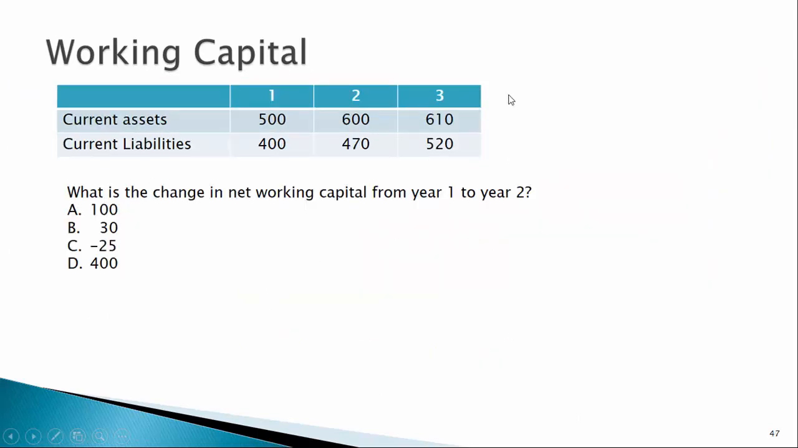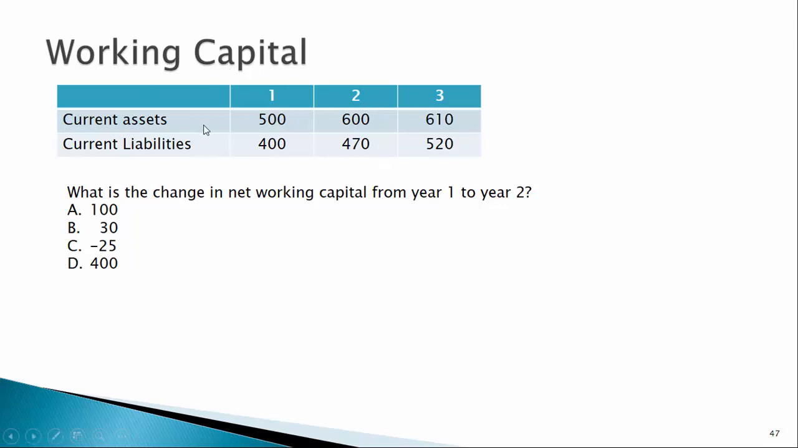Okay, so I've got an example here of working capital over a 3-year time period. So I've got current assets and current liabilities. The question is, what's the change in net working capital from year 1 to year 2, right? So the first thing you look at is, well, let's see, working capital in year 1 is going to be current assets minus current liabilities, so it's going to be $100. And then in year 2, it's going to be current assets minus current liabilities. And I'm not the greatest at doing math in my head, but I'm assuming that's $130, right?